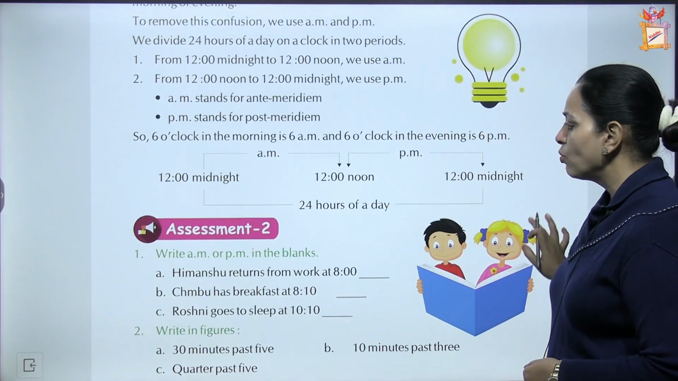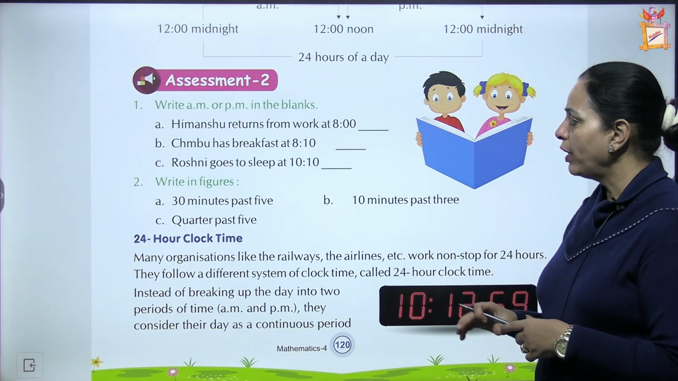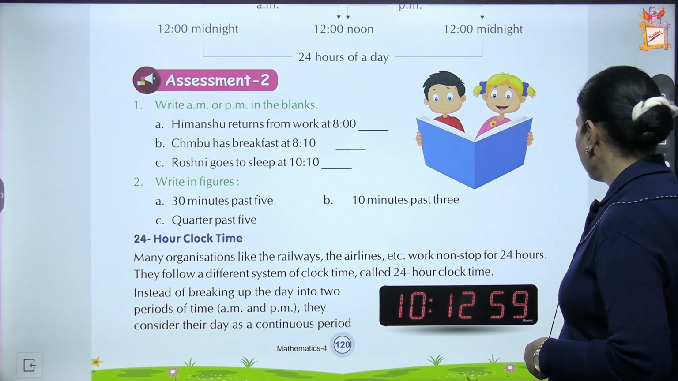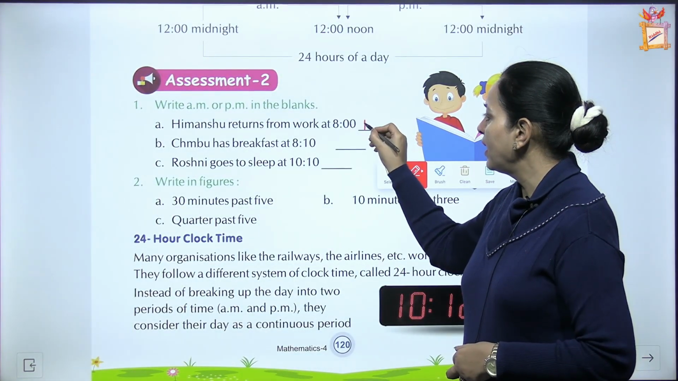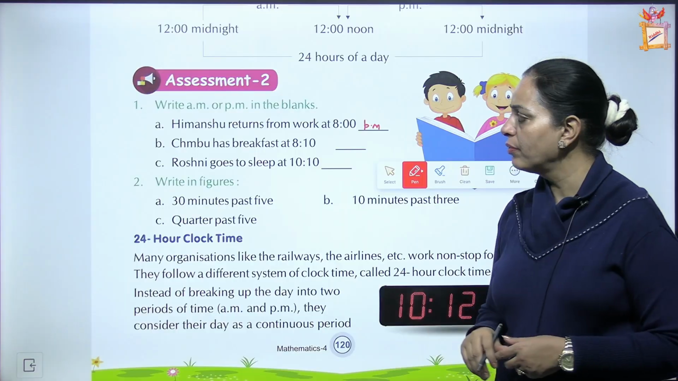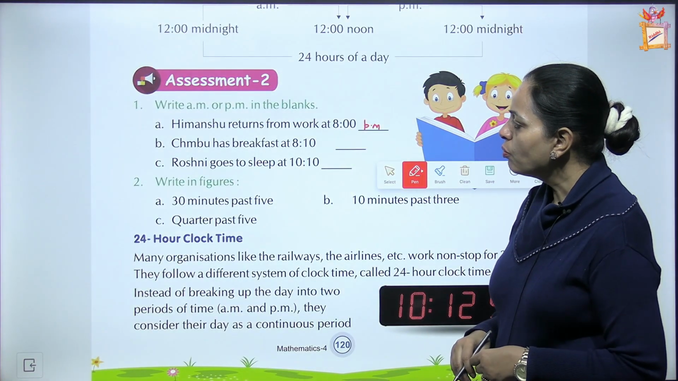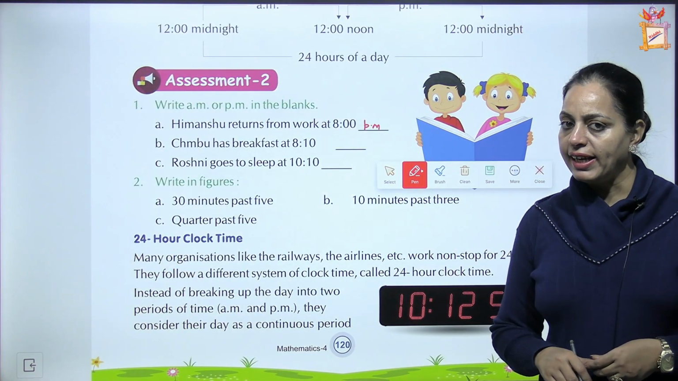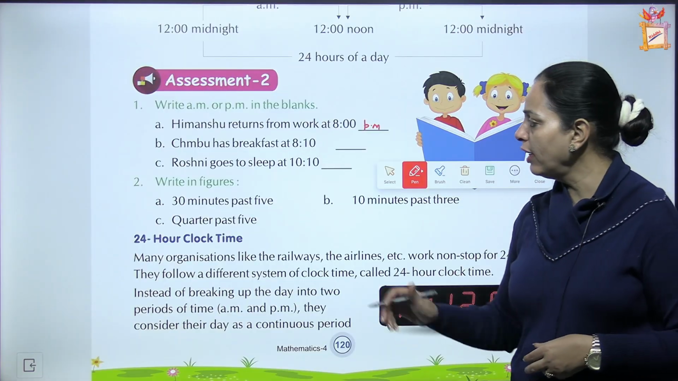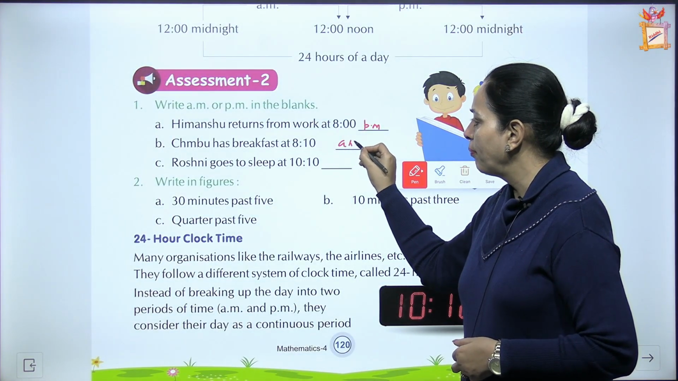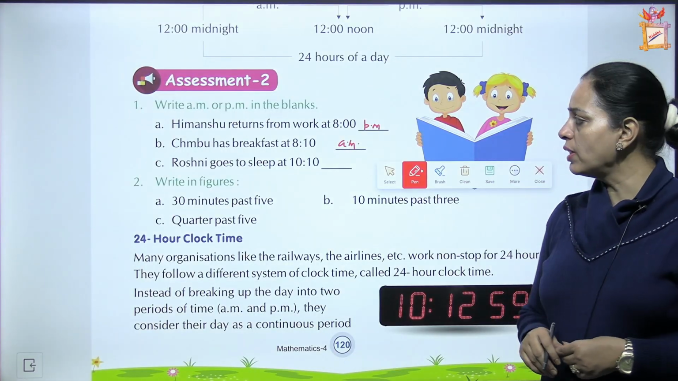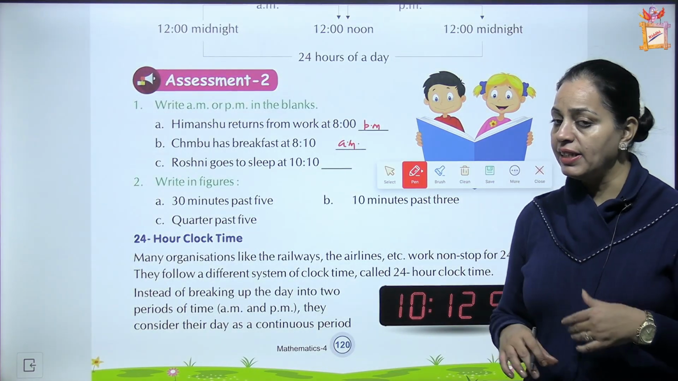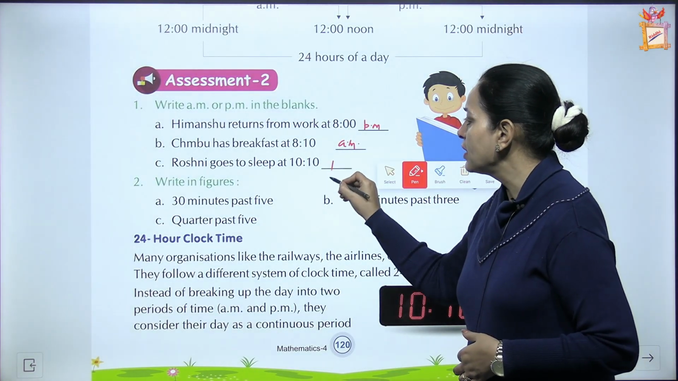Now assessment 2. The first: write AM or PM in the blanks. A part, Himanshu returns from work at 8. This is 8 in the evening, 8 PM. Chumbu has breakfast at 8:10. Breakfast we take in the morning, so this is AM. Roshni goes to sleep at 10:10. It means night, so this is PM.